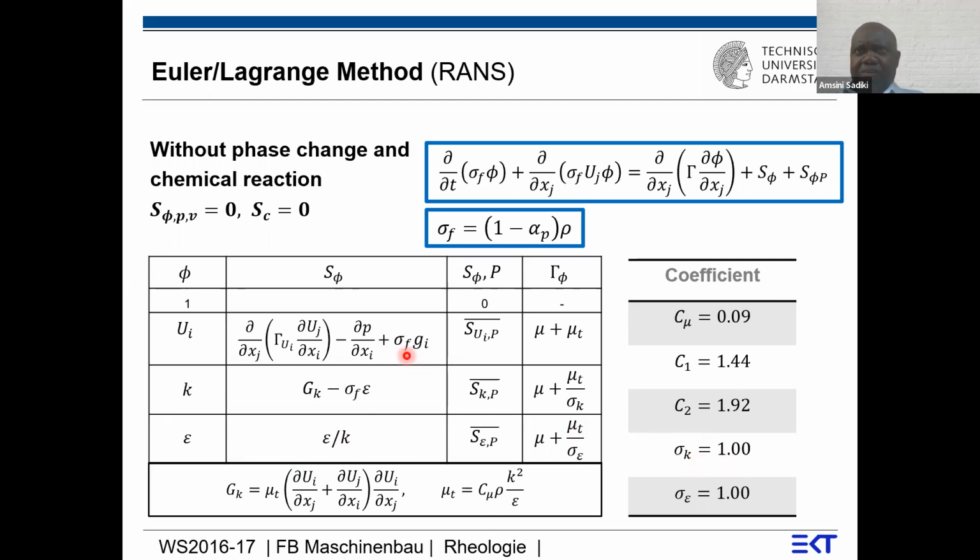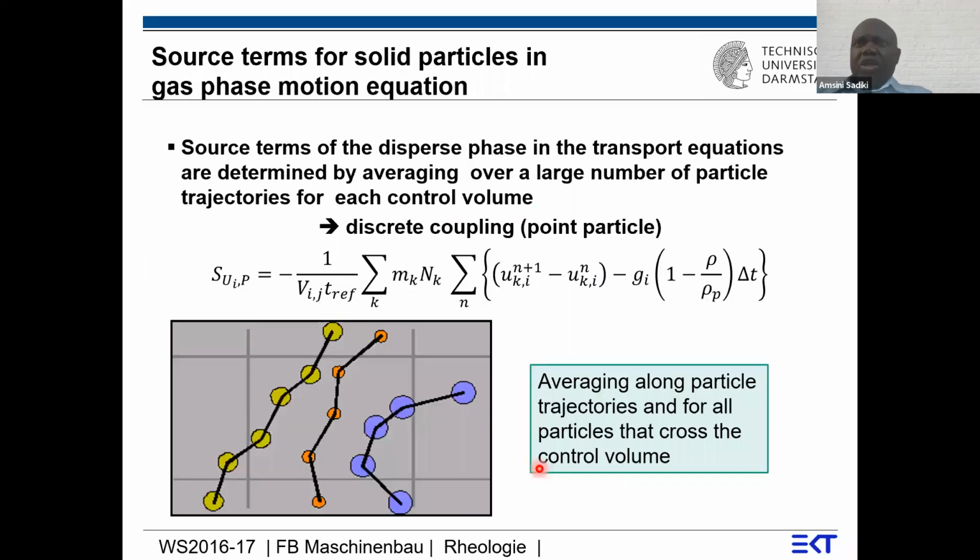We have CF. This is not CF. It is sigma K. Excuse me. And here we have also a sigma epsilon, which is forgotten. But the coefficients are clear. It is the C mu. It is C1 in the k-epsilon equation, C1 and C2, and we have here for this gradient expression in the turbulent diffusion part. So to summarize everything, that is what we did, the discrete coupling, okay?